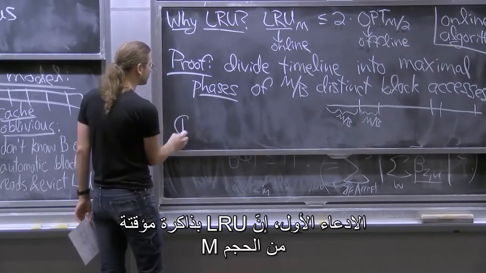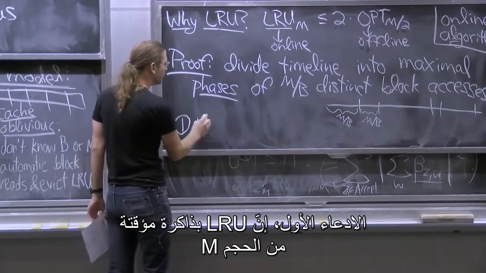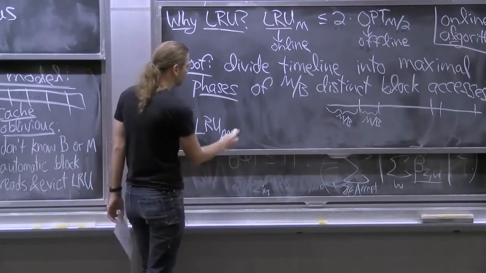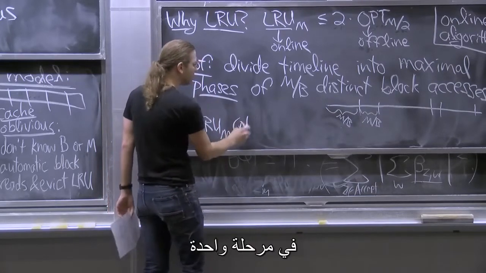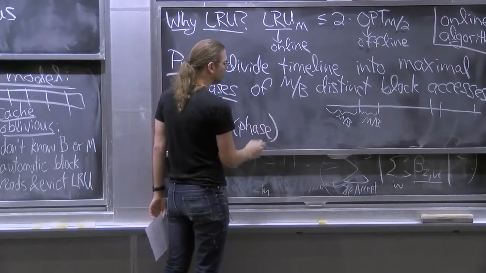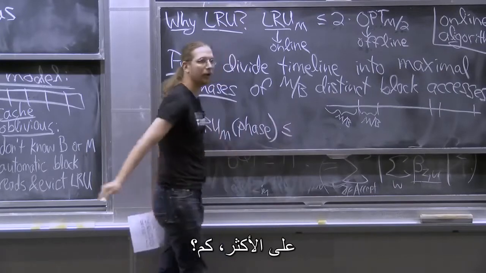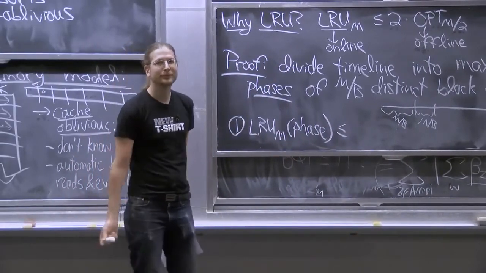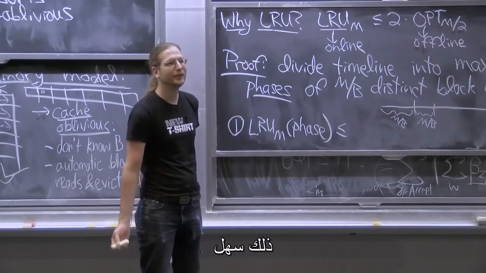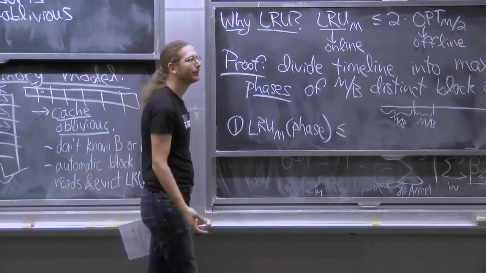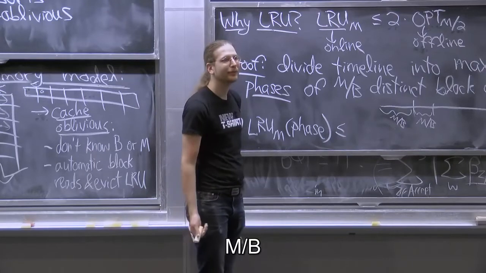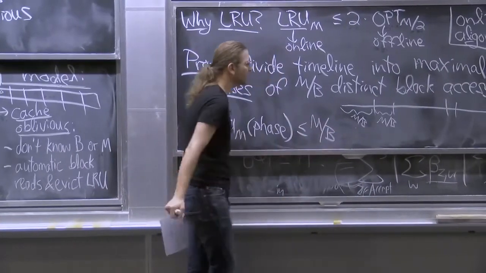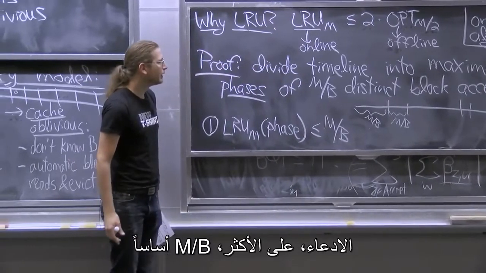So I have 2 claims about such a phase. First claim is that LRU with a cache of size M on one phase is at most what? It's easy. M over B. Claim it's at most M over B.